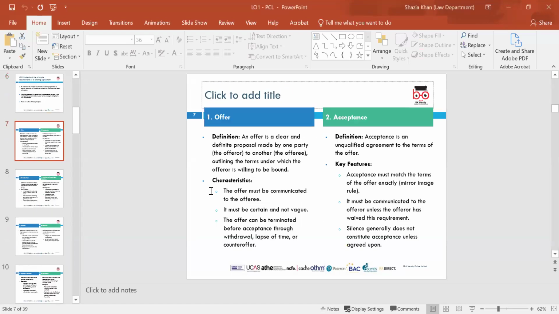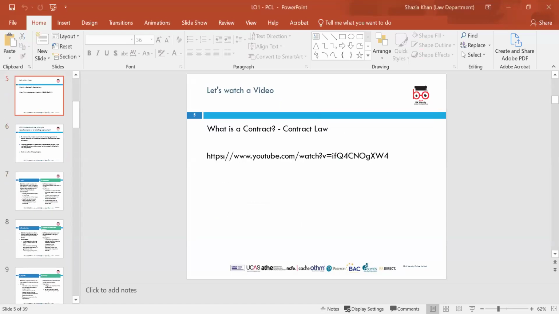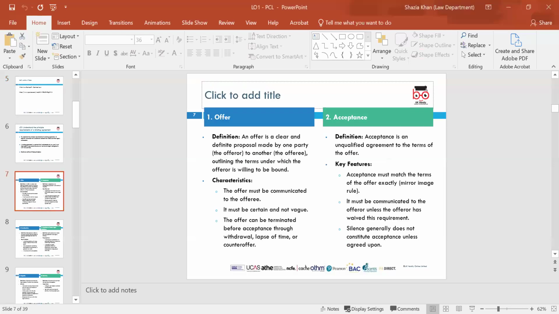So the first really important element of a contract is offer, which we'll go through in regards to that. So you've got an idea of what it is. So in contract law, let's go back to that. Offer and acceptance. In contract law, the offer is essentially the starting point of any agreement.